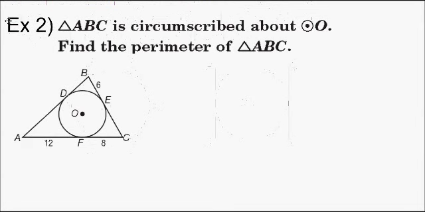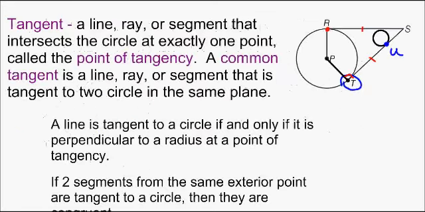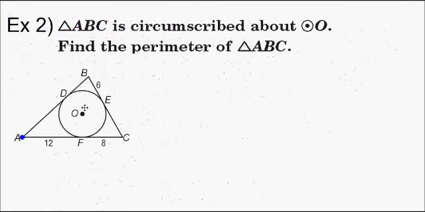Okay. Example 2. Triangle ABC is circumscribed about circle O. Find the perimeter of triangle ABC. Well, this does seem difficult now, doesn't it? Remember, we said that if you have 2 tangent lines that go to the same point out here, that the segments are congruent. Okay, and that was from back here. So remember, RS was congruent to TS because those tangents both went to the same external point, point S. So let's use that here.